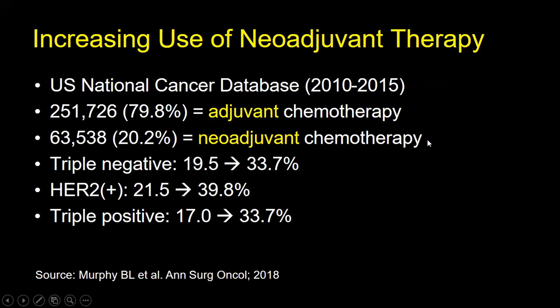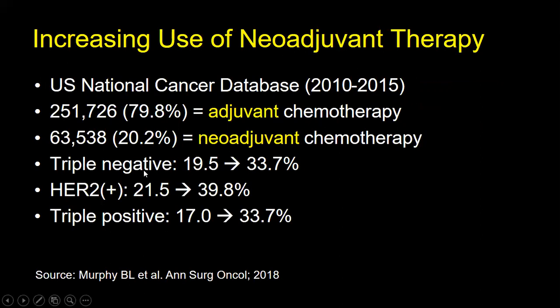And this is important because there's definitely increasing use of neoadjuvant therapy. This is data from the United States National Cancer Database, ranging the 5-year period from 2010 to 2015. During this time period of chemotherapy patients, the majority, 80%, were still given chemotherapy in the adjuvant as opposed to the neoadjuvant setting, but the trend is definitely increasing in the administration of neoadjuvant therapy, particularly for certain subtypes.